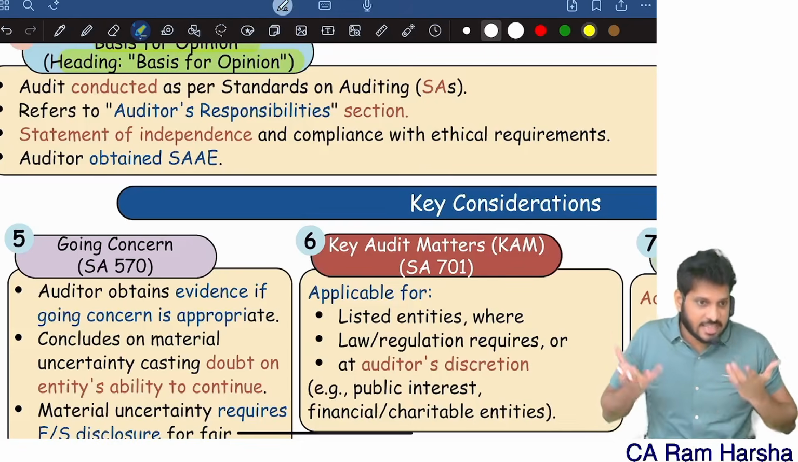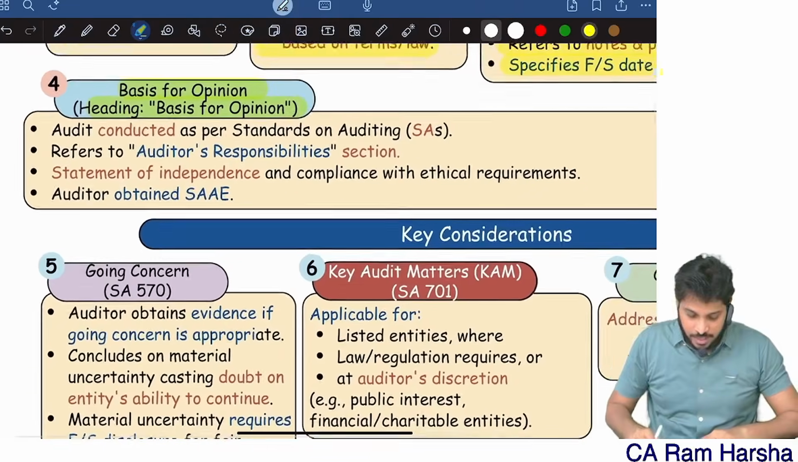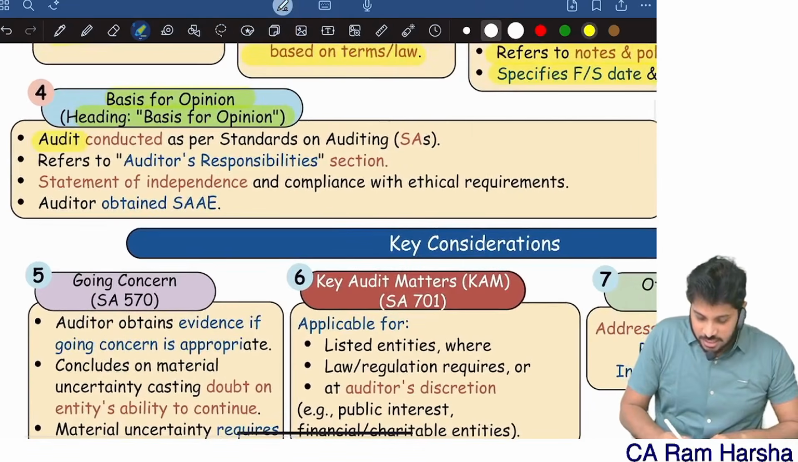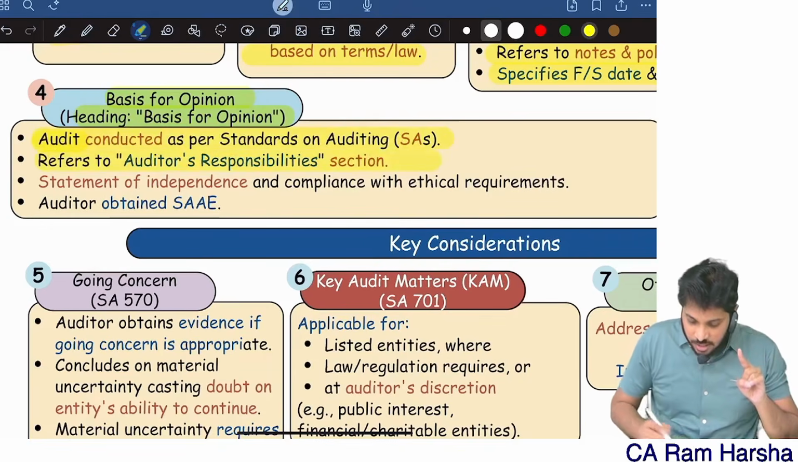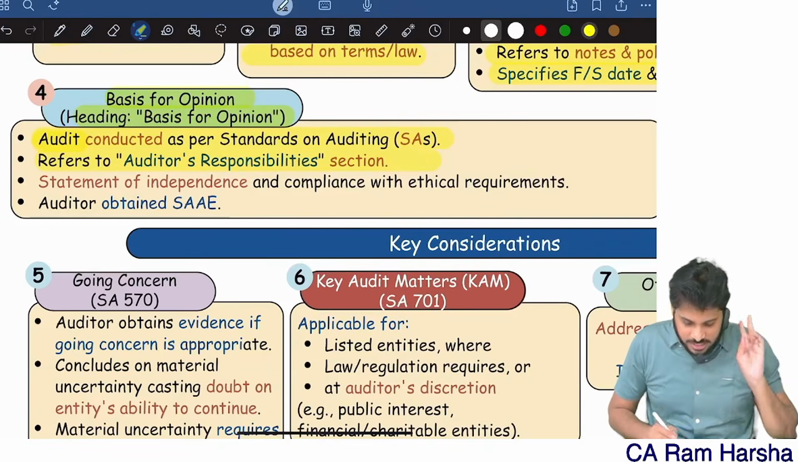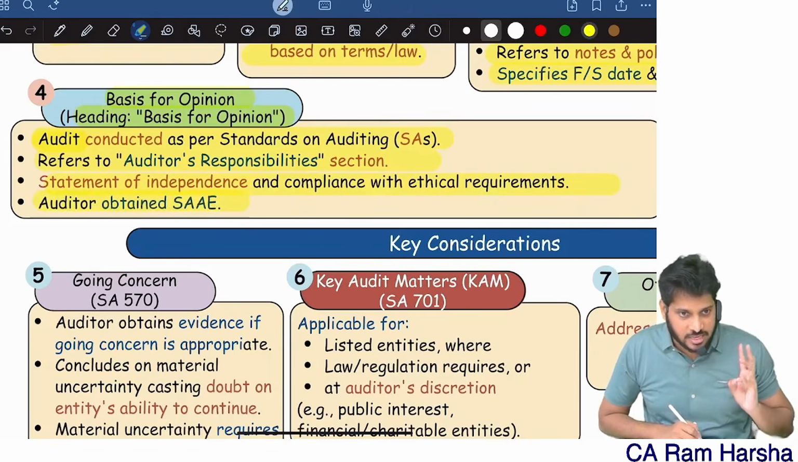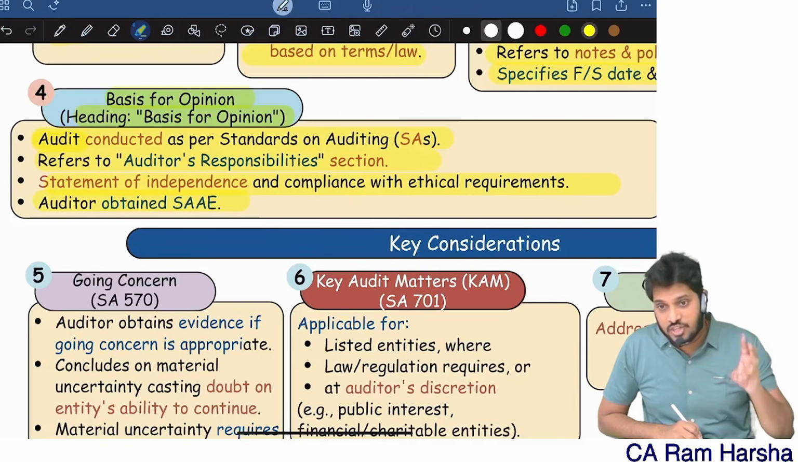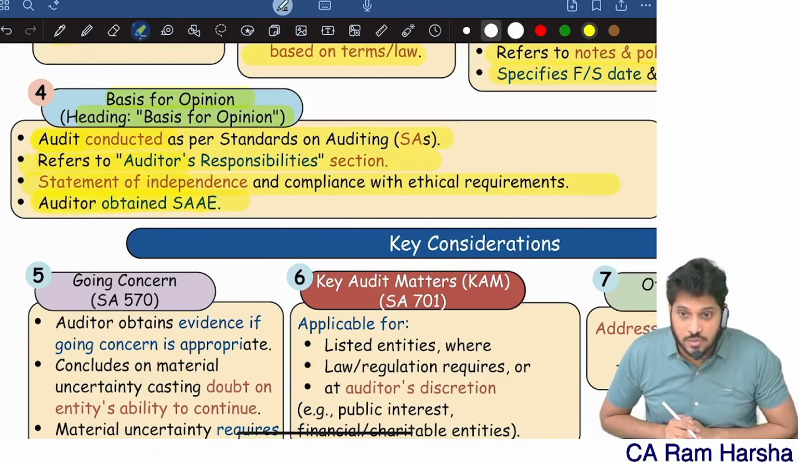Now, theoretically, they can ask, what are the points the auditor will include in the basis for opinion section? State that audit is conducted as per standards. State that it refers to the auditor responsibility section. State that the auditor is independent and he complied. State that the auditor obtained sufficient appropriate evidence. These are the statements which you must include in the basis for opinion section.